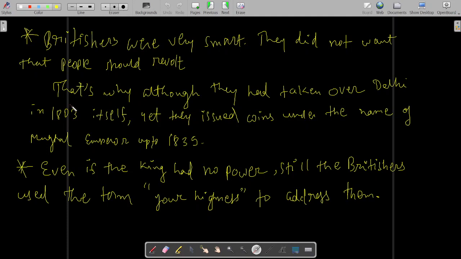Okay, because most of the Mughals were secular. That's why Mughals had a very good image in the minds of the people, unlike the Delhi Sultanate. At the time of the Delhi Sultanate, most of those rulers were religiously bigoted. But most of the Mughals were secular, except one or two like Aurangzeb. So the Mughals had a very good image in the minds of the common man. That's why, although the East India Company had taken over Delhi in 1803 itself, yet they were issuing coins in the name of the Mughal king up to 1835 to show off that the Mughal emperor is still alive. He is still ruling. Okay, we have not taken over.